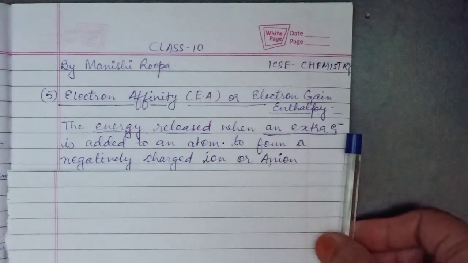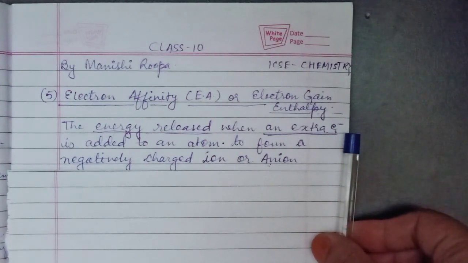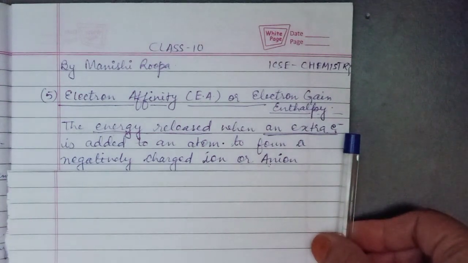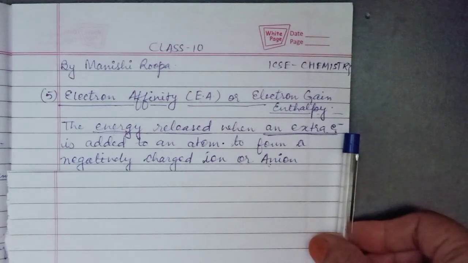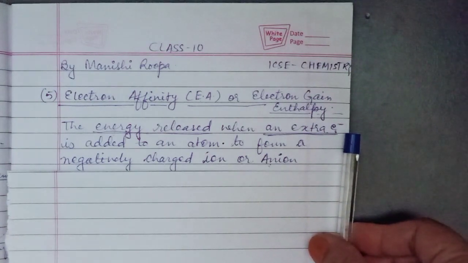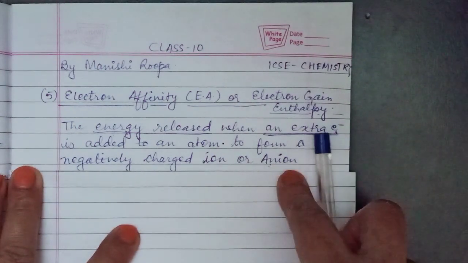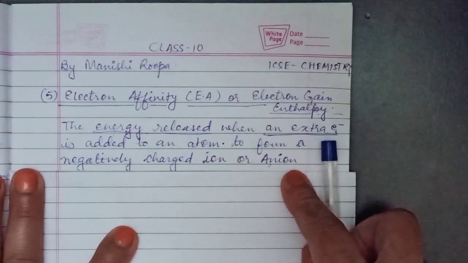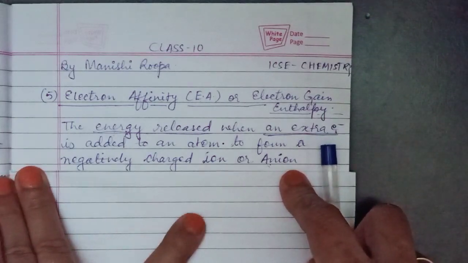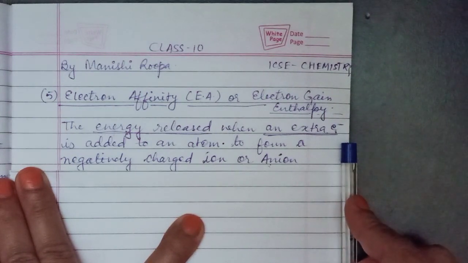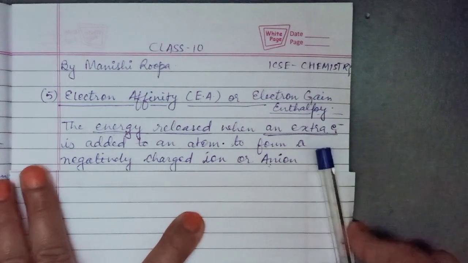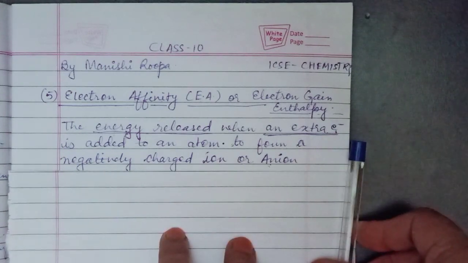Electron affinity is the amount of energy released when an extra electron is added to the valence shell of an atom. After the gain of an electron, the atom changes into a negatively charged ion, that is, an anion. So when an electron is added to the valence shell of an atom, it forms a negatively charged ion, and this is called electron affinity.